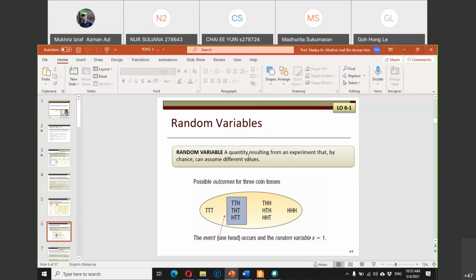So random variable: a quantity resulting from an experiment that by chance can assume different values. The word random is rawak, meaning whenever you do an experiment, whatever outcome is random. So if you play a game like Monopoly, or whatever board games, and you have a dice or two dice, and you throw the dice and you want to see what numbers appear on top of the dice, dadu, and what numbers you get.